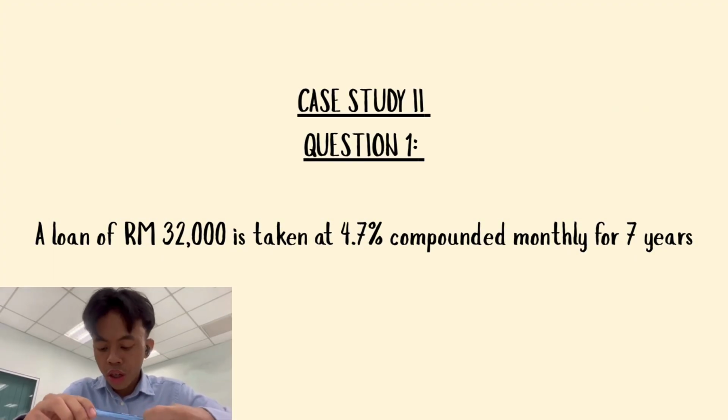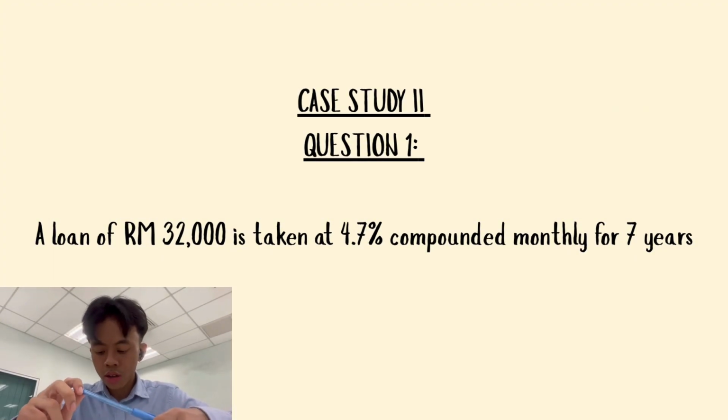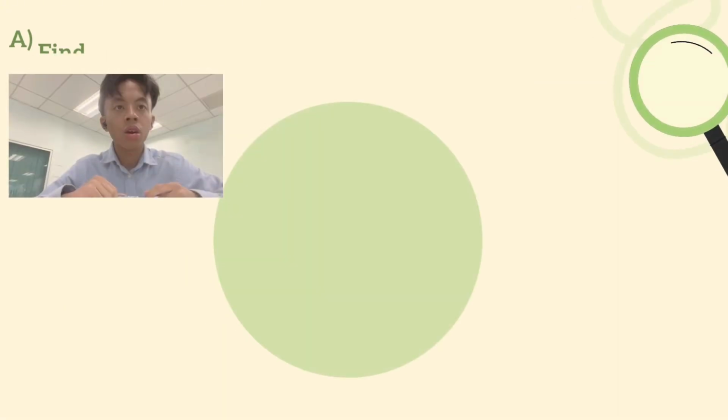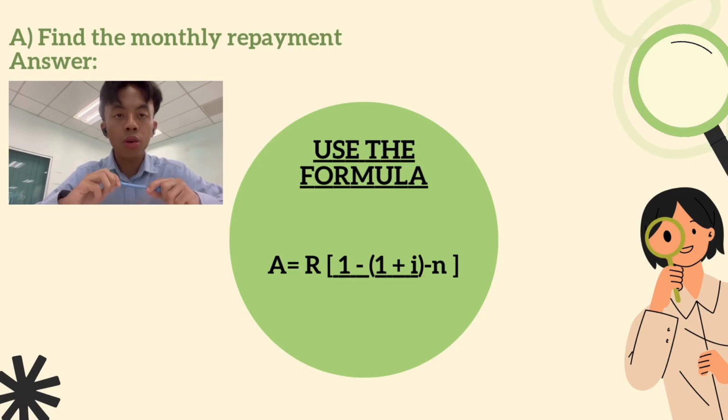So for case study 2, question 1, the question is a loan of RM32,000 is taken at 4.7% compounded monthly for 7 years. For this question, I will use the formula A equals R[1 - (1 + i)^(-n)]/i.